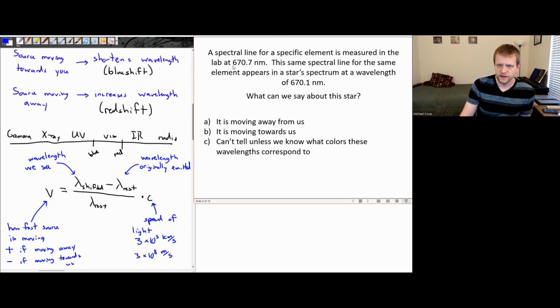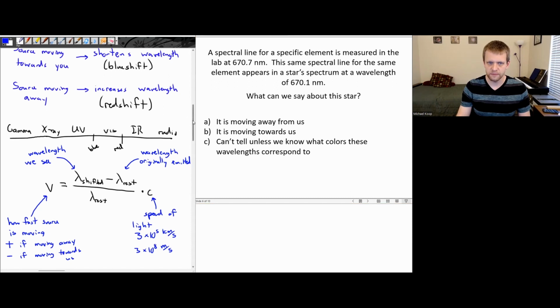Okay, so this wavelength that we measure in the lab would be our rest wavelength. This particular kind of element, when it's at rest, will produce this kind of light. And then when we look at this star, we see this wavelength now being shifted to a shorter wavelength. So we've gone from a longer rest wavelength to a shorter observed wavelength. If that wavelength is being shortened, that means we're going to have a blue shift. And if it's a blue shift, that means the source has to be moving towards us. This star, at least part of its velocity, is moving in our direction.